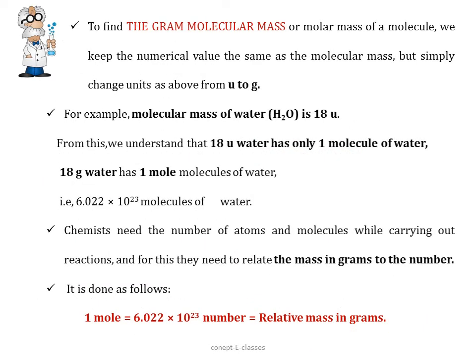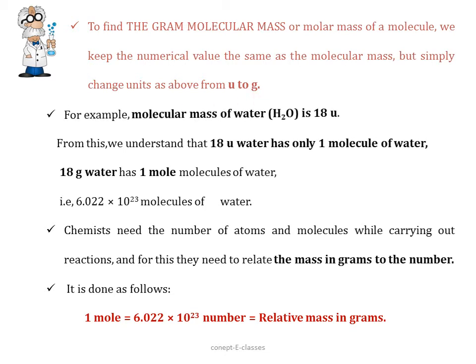So just like we saw the gram atomic mass, that is the molar mass of an atom, we also have a molar mass of a molecule. In order to find the molar mass of a molecule, or the gram molecular mass, we keep the numerical value the same as that of the molecular mass, but we simply change the unit from u to g. That is, to find the gram molecular mass, we do the same calculation as how we find the molecular mass. We just have to change the unit from u to g.